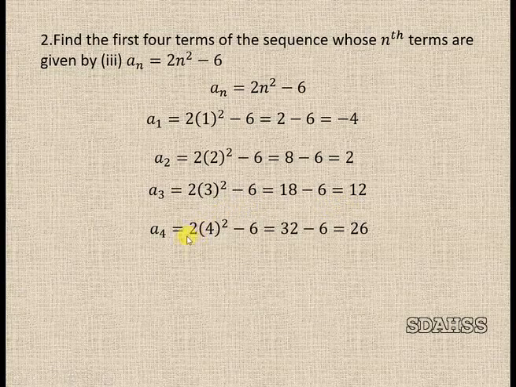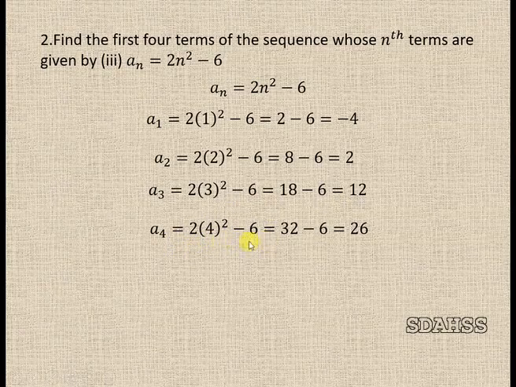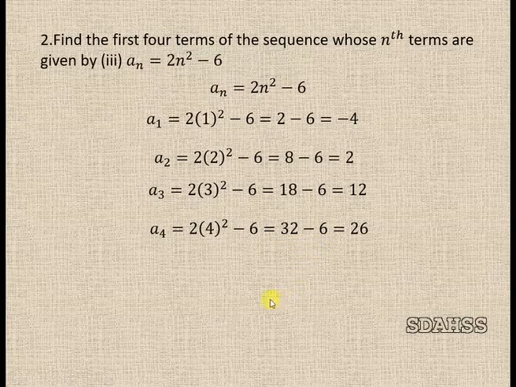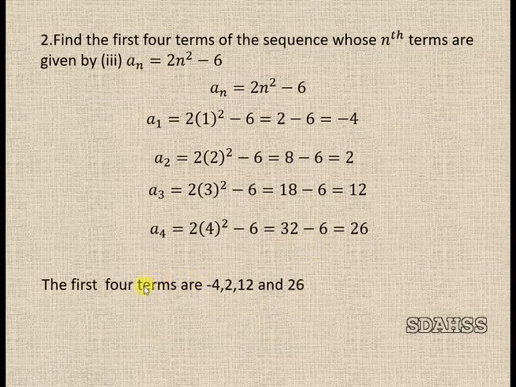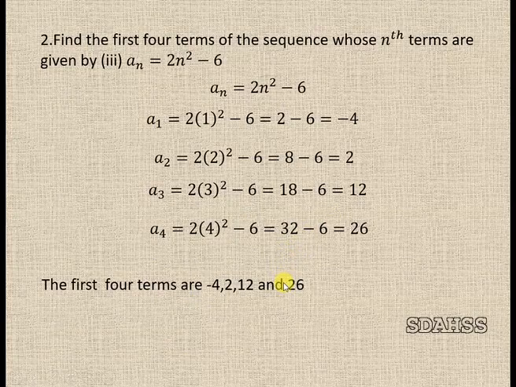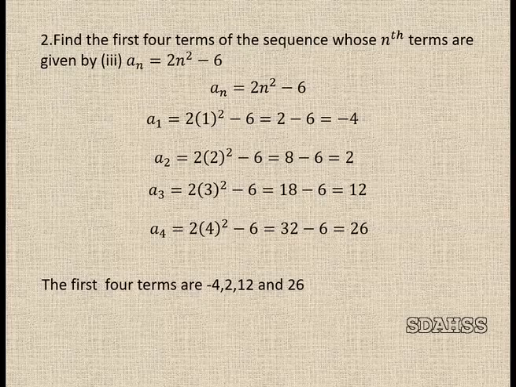Substitute n is equal to 4. So you have 2 into 4 square minus 6, which is equal to 4 square means 16, 16 into 2, 32, 32 minus 6, 26. So the first 4 terms are minus 4, comma 2, comma 12, comma 26.